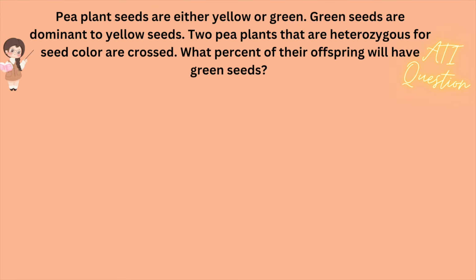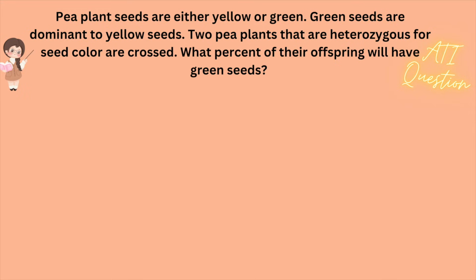This next question is also from the ATI TEAS study guide. It states, pea plant seeds are either yellow or green. Green seeds are dominant to yellow seeds. Two pea plants that are heterozygous for seed color are crossed. What percent of their offspring will have green seeds?